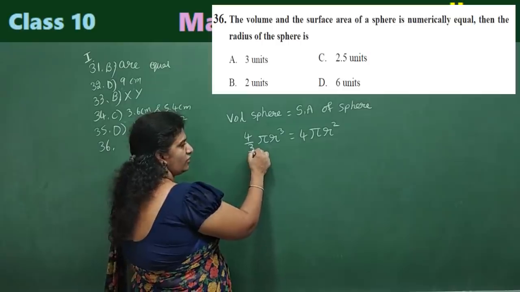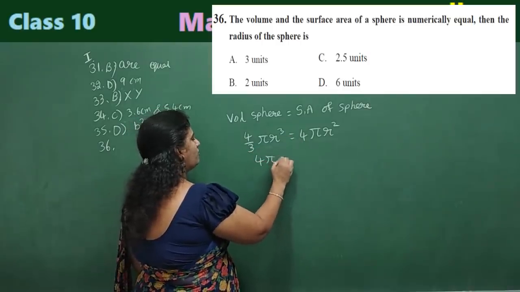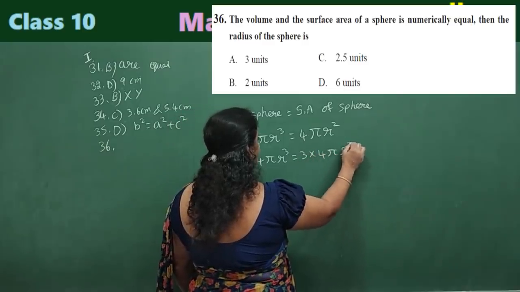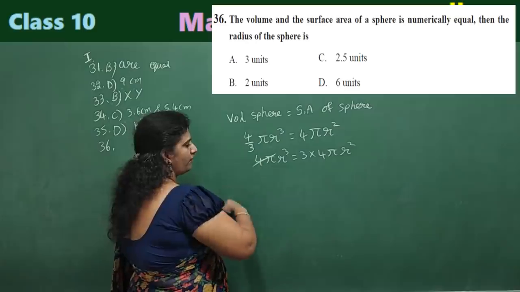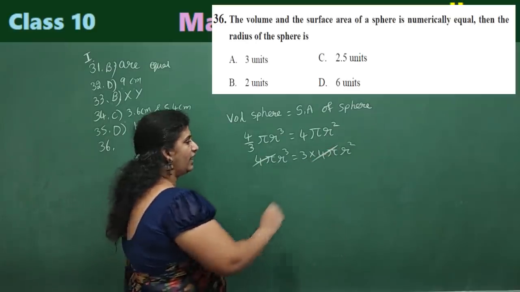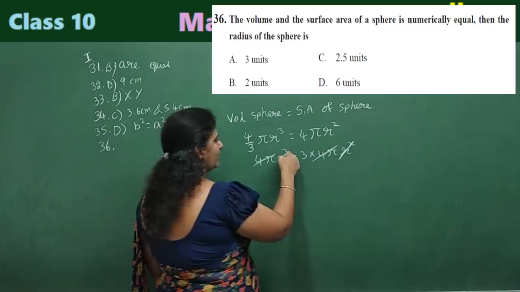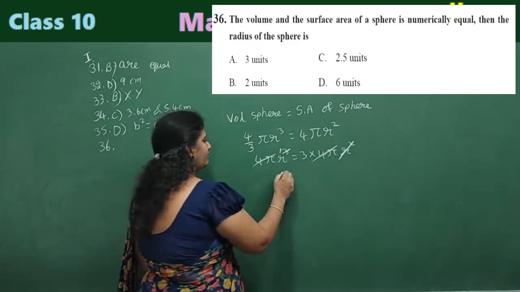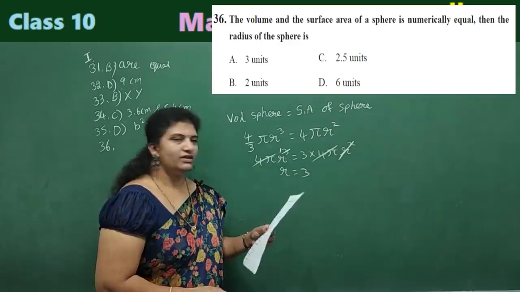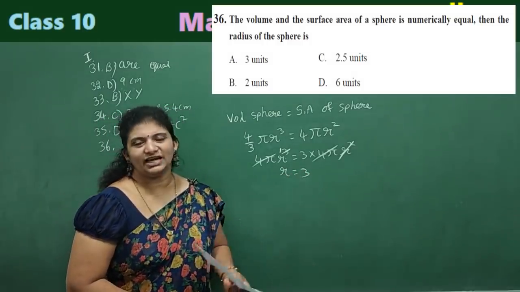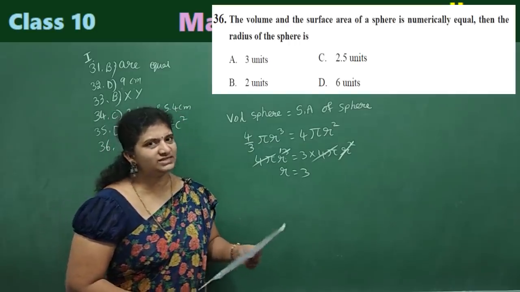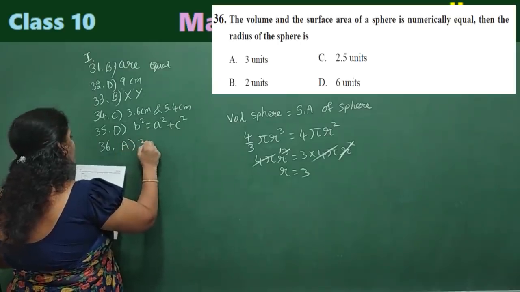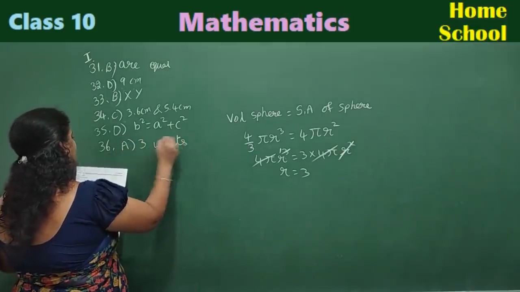Okay. This denominator sends to the other side. 4 pi r cube is equal to 3 into 4 pi r square. And observe here carefully. 4 pi cancel. And r is 2 times on one side and r is 3 times on the other, so 2 r's cancel. And you are left with r is equal to 3. Therefore, we got r is equal to 3. That is nothing but the radius of a sphere is 3 units. And we go with the option A, 3 units.